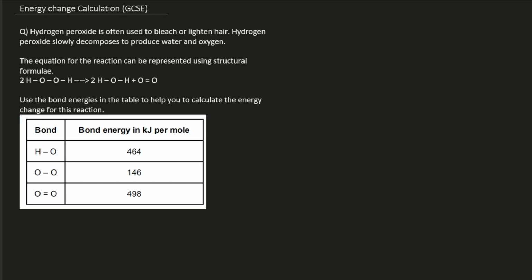Now, what is hydrogen peroxide? It says in the question, it's often used in bleach or to lighten hair. Hydrogen peroxide slowly decomposes, and here's the important part. On the left hand side you've only got one reactant. On the right hand side you produce water, which is one product, and here is the other product, oxygen.